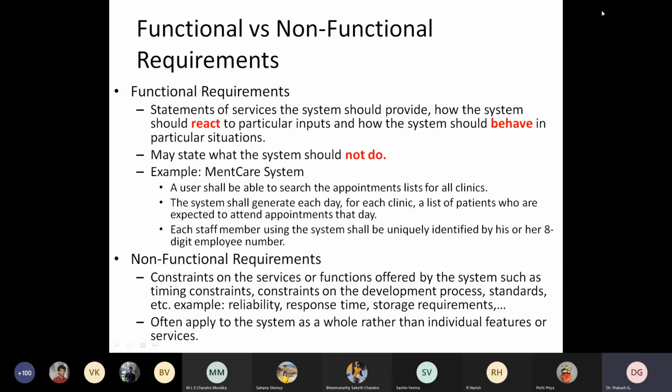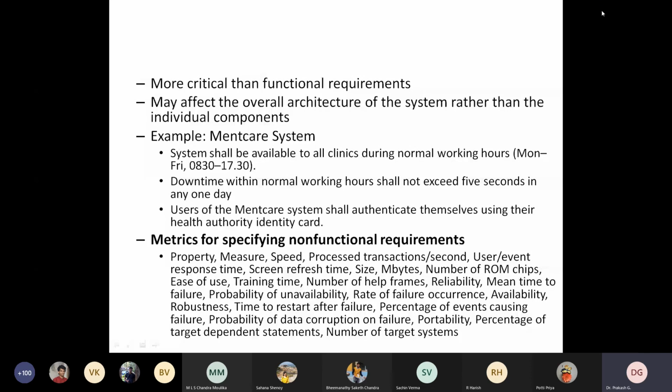For example, in the Mencare system, the system will be available to all the clinics during normal working hours. That means the system is available between 8:30 and 5:30, and after that the system will not be available. That is one constraint, and that is what I am calling non-functional. Also downtime: downtime should not exceed 5 seconds. And then comes authentication. That means the system should be authenticated by providing some login credentials. That is also non-functional. These are some of the things we consider non-functional.